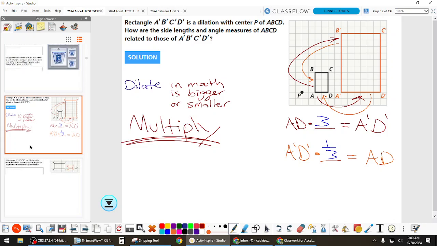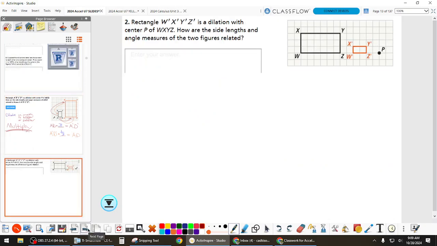Wouldn't the angles stay the same whether you make it bigger or smaller? Angles should stay the same though, right? Like he said, whether we increase the size or decrease, the angles shouldn't change. Good. So same thing. What's the scale factor from black to orange?